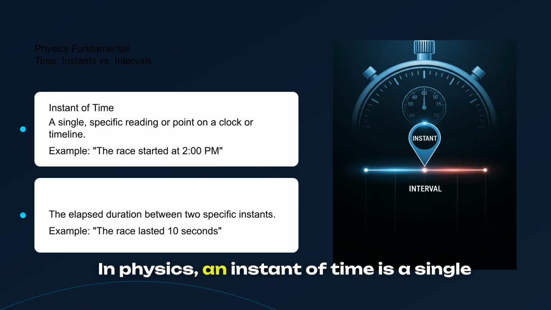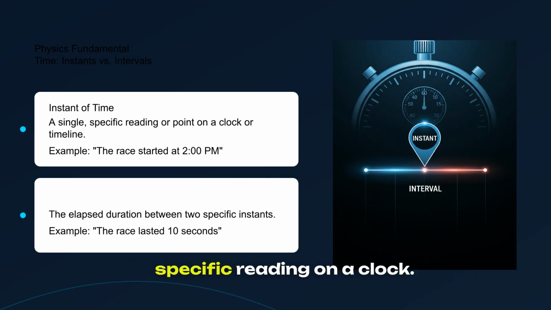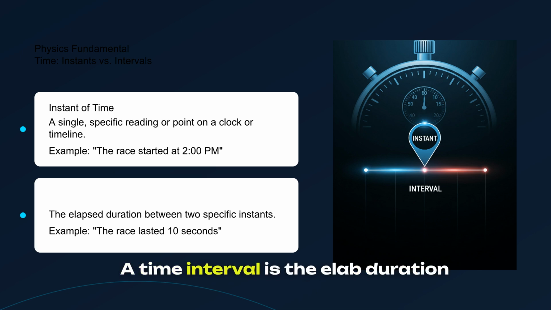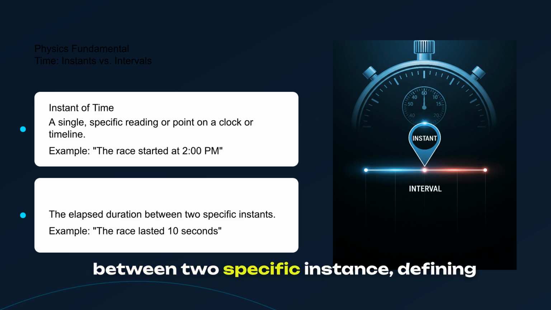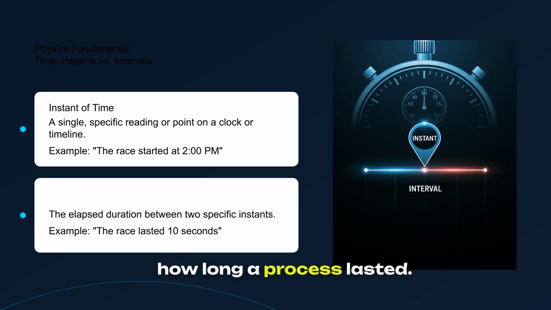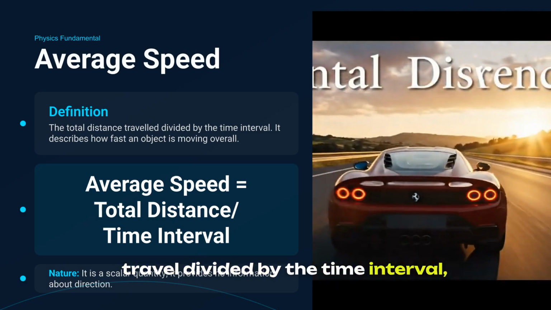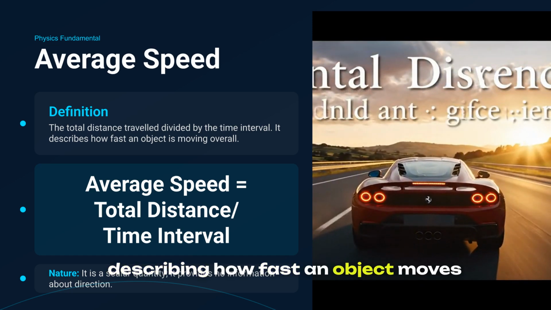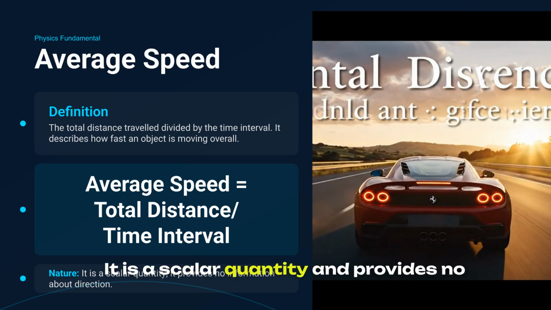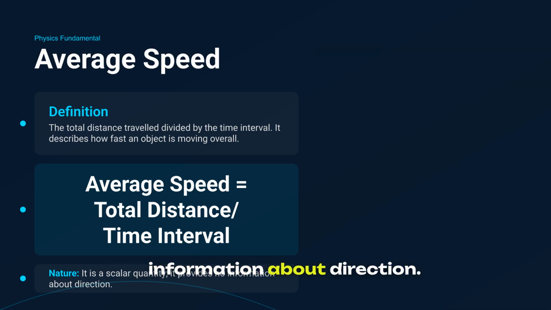In physics, an instant of time is a single, specific reading on a clock. A time interval is the elapsed duration between two specific instants, defining how long a process lasted. Average speed is the total distance traveled divided by the time interval, describing how fast an object moves overall. It is a scalar quantity and provides no information about direction.